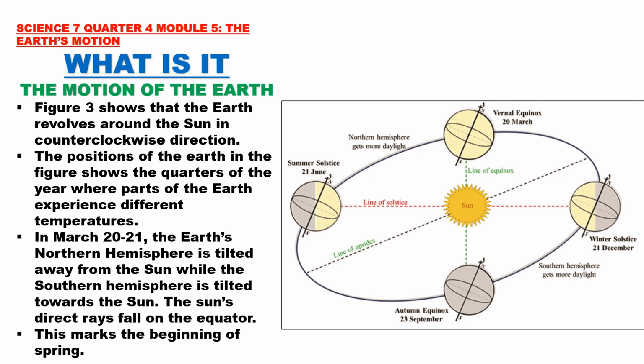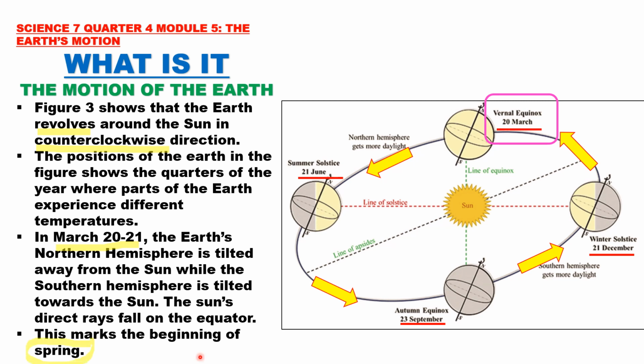Figure 3 shows that the Earth revolves around the Sun in a counterclockwise direction. The positions of the Earth in the figure show the quarters of the year where parts of the Earth experience different temperatures. In March 20 to 21, Earth's northern hemisphere is tilted away from the sun, while the southern hemisphere is tilted towards the sun. During this time, the sun's direct rays fall on the equator. This marks the beginning of spring in the northern hemisphere.